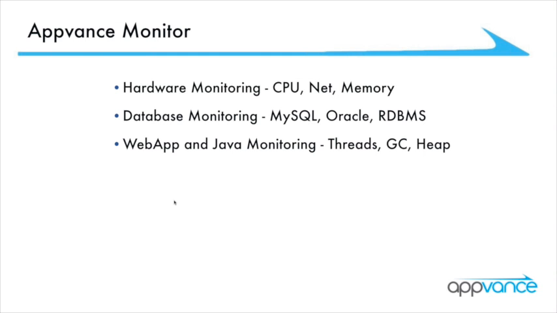So the Appvance Performance Monitor comes with the Appvance Performance Cloud. It is something that you install either on a load balancer, a web server, an app server, or a database server, and it's going to do these three things. It'll do hardware monitoring of, at a minimum, CPU, network, and memory utilization. But it'll also do database monitoring.